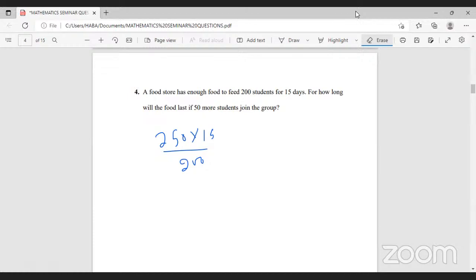If the food is enough for 200 students and it will take them 15 days. Okay. Mutebi in the chat says it should take less than 50 days because we have added more students, so the food will not be enough for the 15 days. So we expect the days to reduce. Any other suggestion?